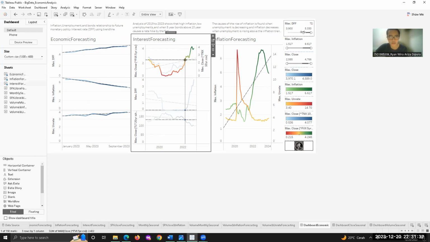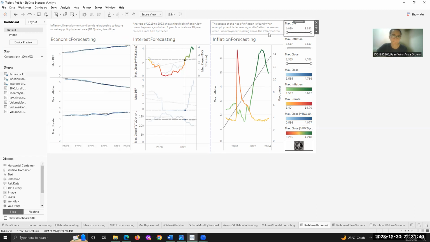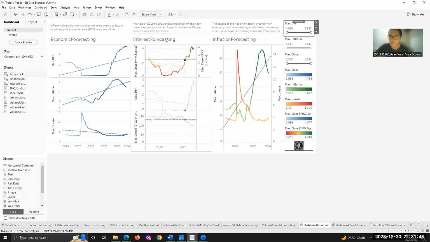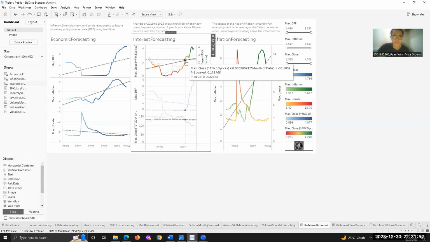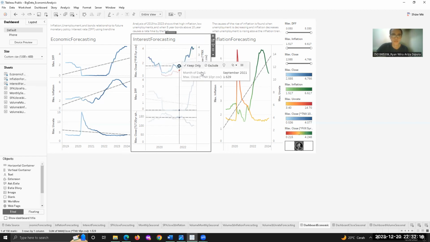And next we have our interest rate forecasting using the bond yields. The treasury bond yield is like a coupon or a deposit. You can see that when the max interest rate increased, the 5 year crosses. So what causes the interest rate to rise is because the 5 year treasury bond yield crosses above the 10-year treasury bond yield.